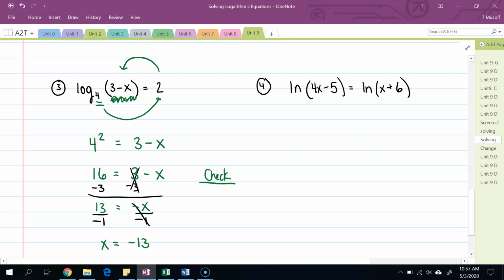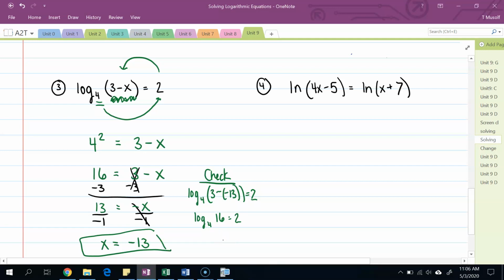Okay, so when I plug negative 13 in and I get log base 4 of 3 minus negative 13 equals 2. Well, 3 minus negative 13, right? A minus negative turns into a plus. So that's really positive 16. And so the fact that we ended up with a positive number means, all right, we're good here, and I can circle it and use that as my answer.